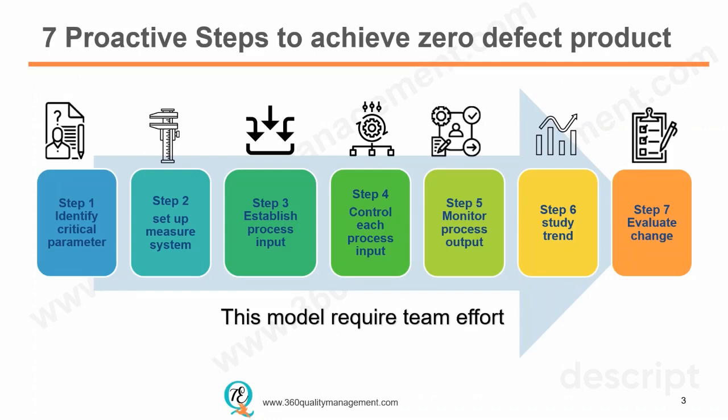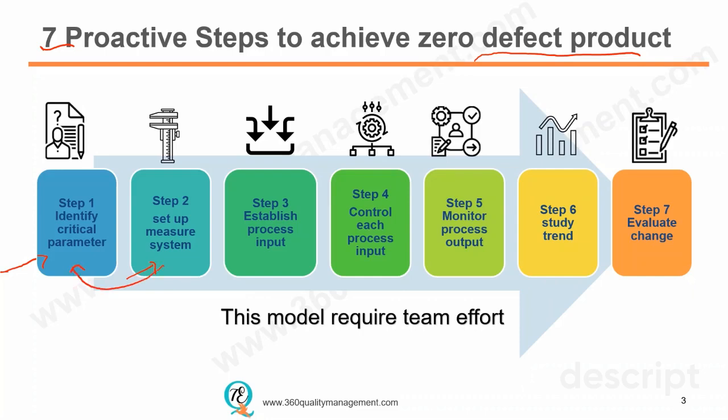I shall walk you through a 7 steps process which I have created based on my experience to bring you nearer towards defect-free products proactively. A capable engineering team should be able to drive a cross-functional team to follow a systematic approach in achieving good quality products. Step 1 will start from identifying critical parameters according to the customer's requirement, and then step 2 is to set up a measurement system to measure those critical parameters.